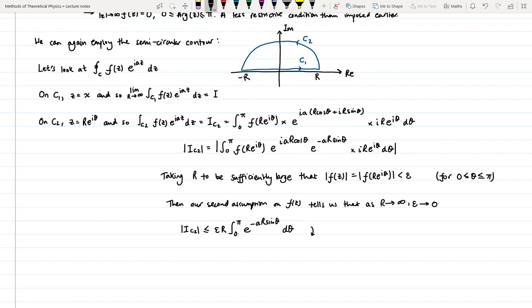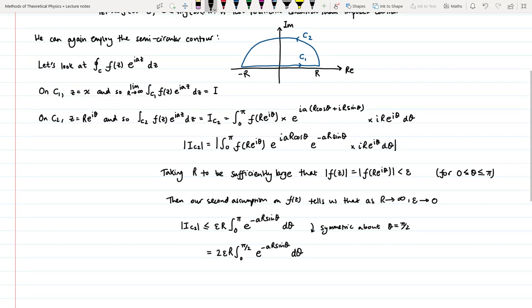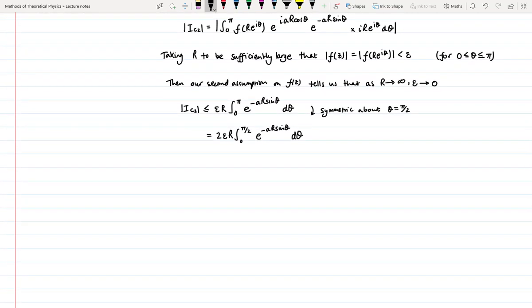Next, we're going to notice that the integrand is symmetric about theta equals pi by 2. That's a standard property of the sine function. That allows us to rewrite this instead as an integral from 0 to pi by 2 of e to the minus a r sine theta d theta. How do we tackle this integral? Well, let's look at what the sine function looks like in this integration range.